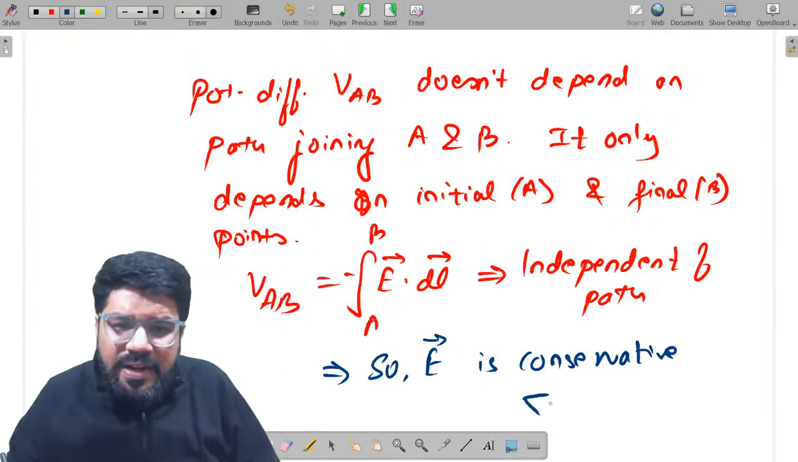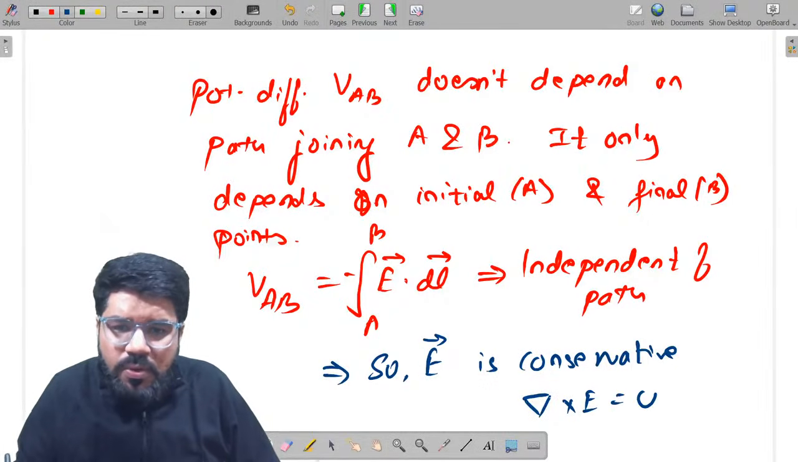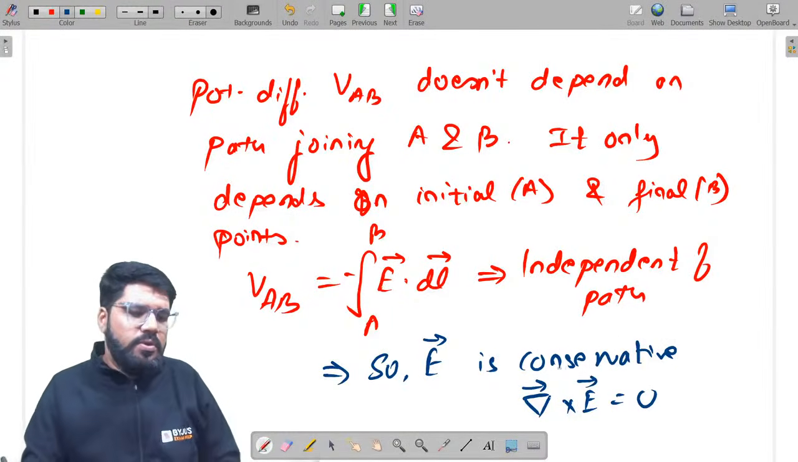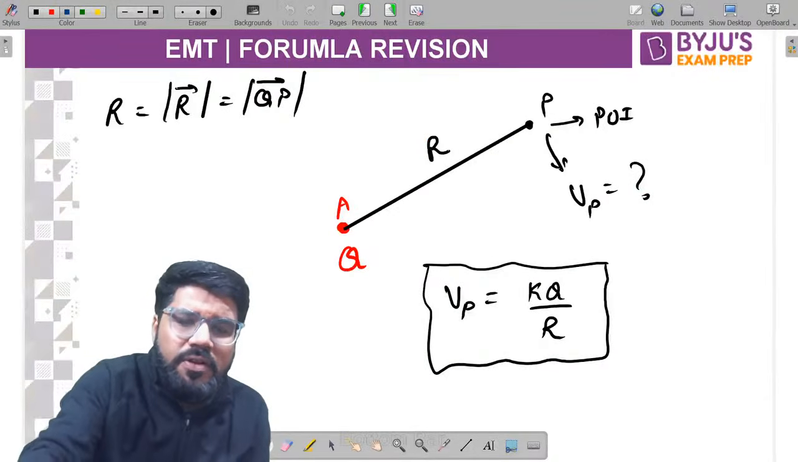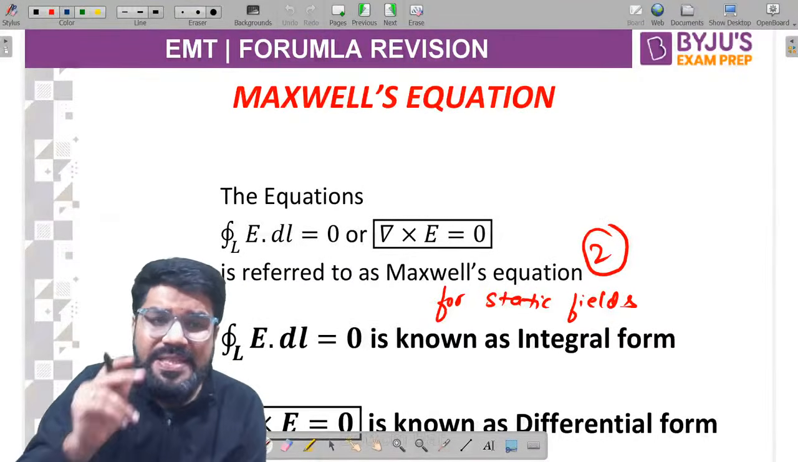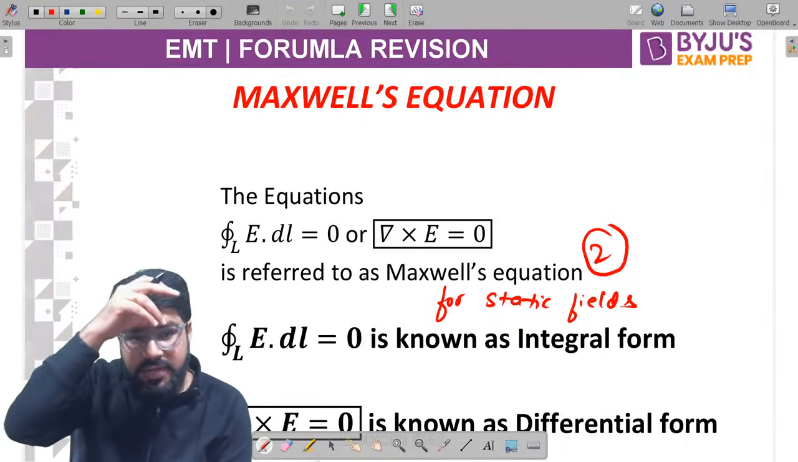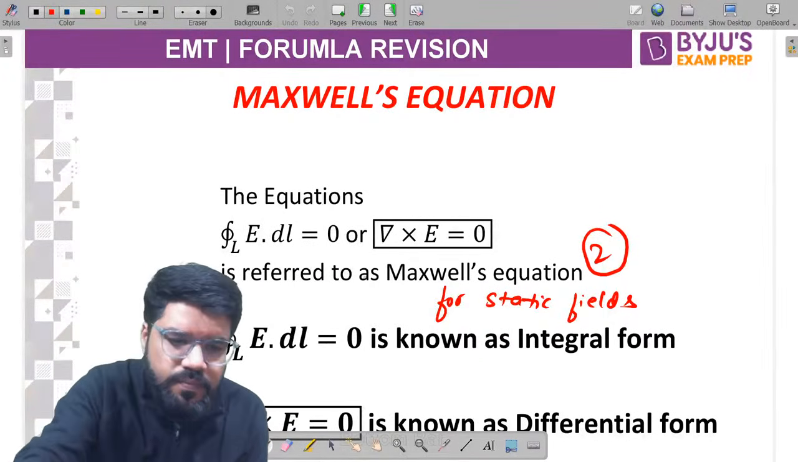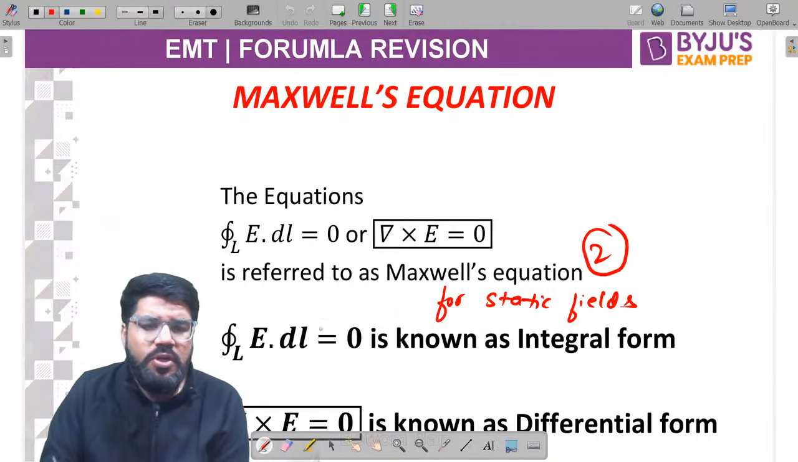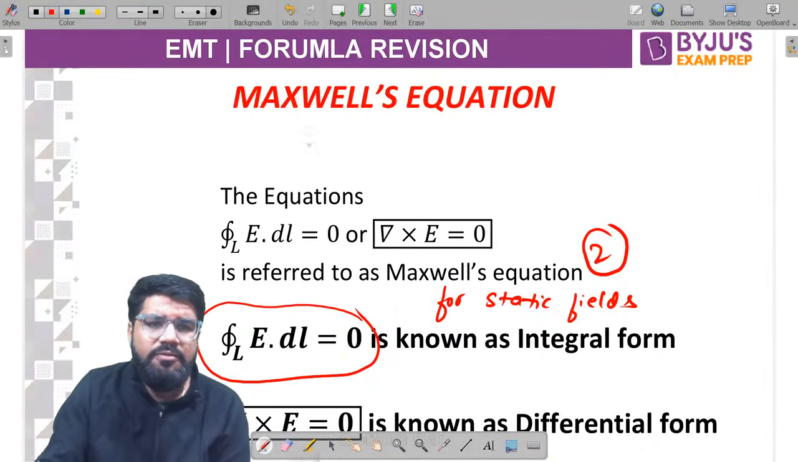What is a conservative vector? A vector whose curl is equal to 0, and that is what we have written as the final Maxwell's equation number 2 for the static fields, right? Okay, and then according to the Stokes theorem, this also can follow.